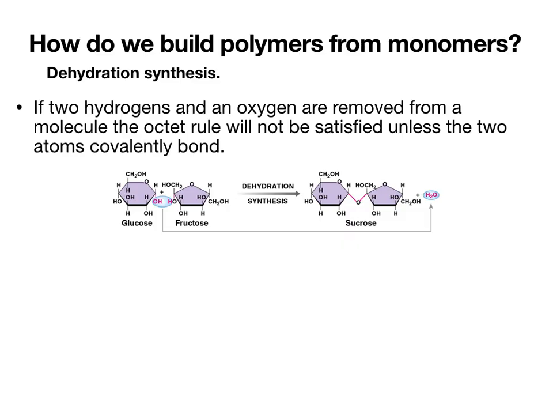So how do we get those polymers from those monomers? How do we build them together? This occurs through dehydration synthesis. So dehydration synthesis is if two hydrogens and an oxygen are removed from a molecule, the octet rule will not be satisfied unless the two atoms covalently bond.